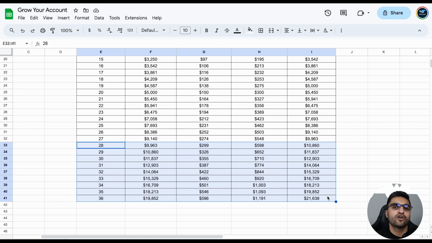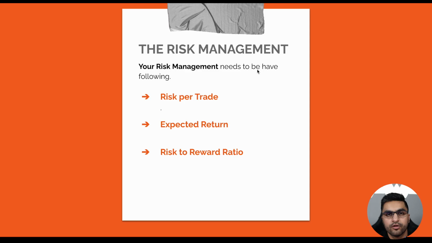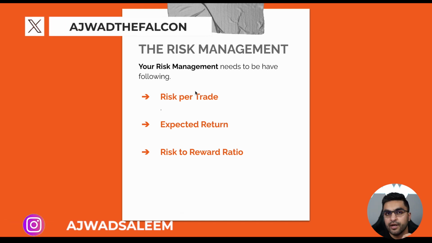After I tested out multiple different strategies, I ended up blowing my small Forex account because I was trying to flip the account again and again. But with this simple risk management strategy, you can easily do that. So the risk management needs to have the following: how much money you're going to be risking per trade, your expected return, and your risk to reward ratio, which is very important.